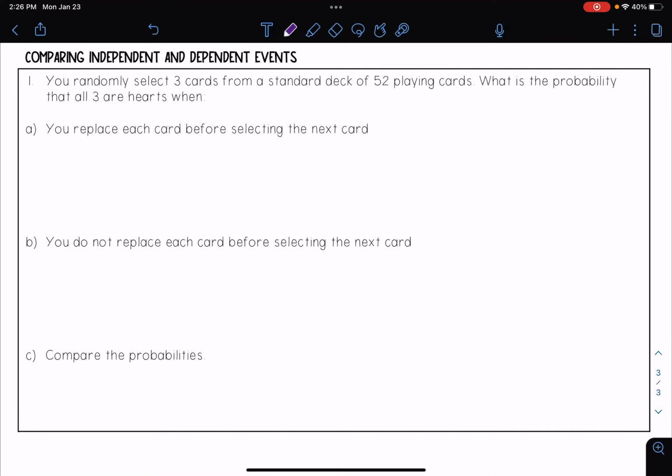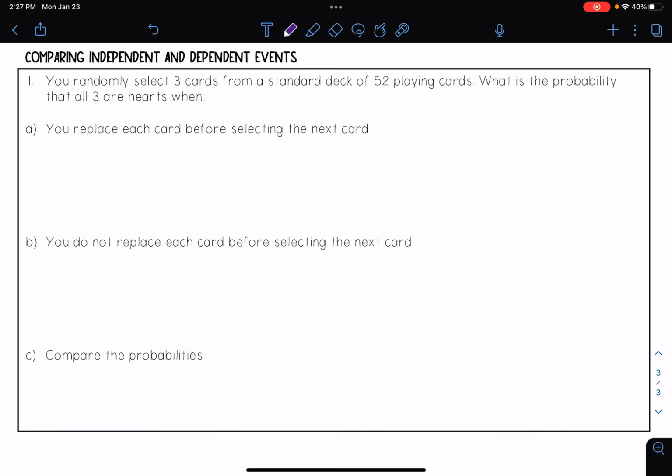In this video, we're going to be looking at comparing independent and dependent events. So this one says you randomly select 3 cards from a standard deck of 52 playing cards. What is the probability that all 3 are hearts when you replace each card before selecting the next card, and when you do not replace each card before selecting the next card? And then we're going to compare the probabilities.